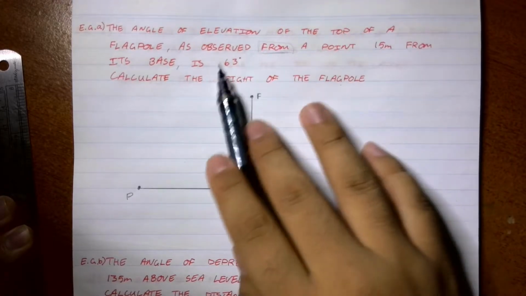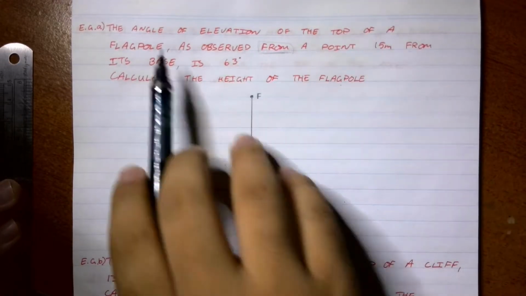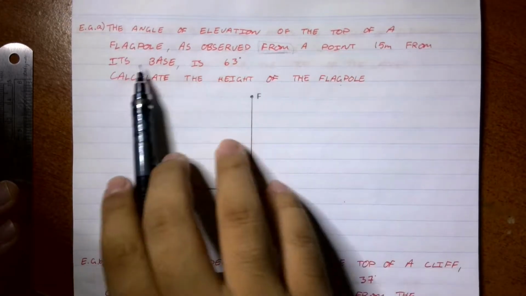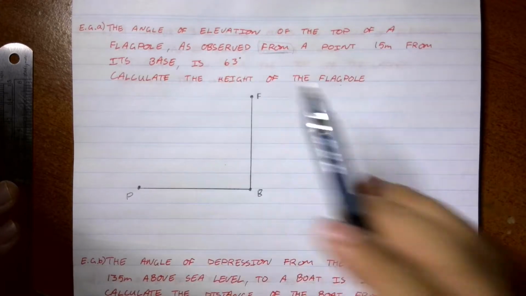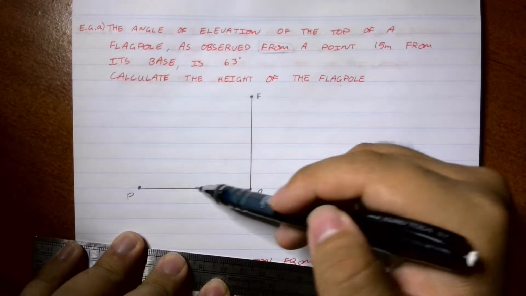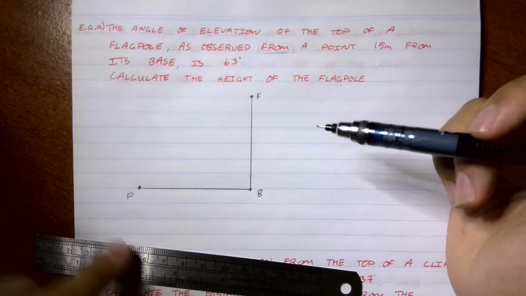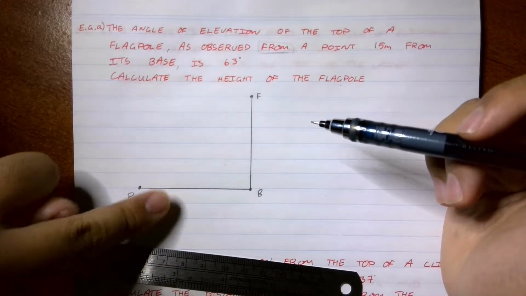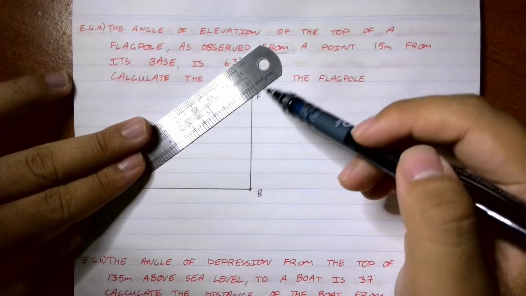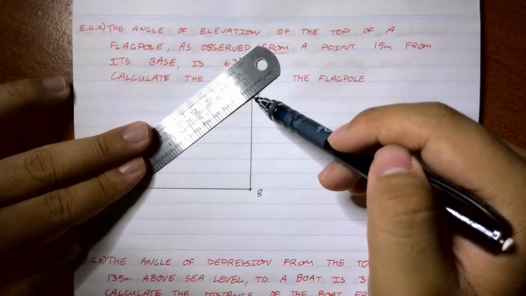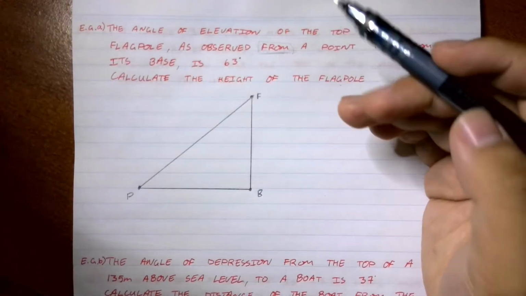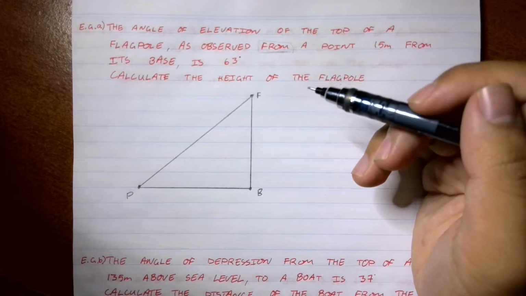And we have this angle here, 63 degrees. So we know from a point, the angle of elevation is 63 degrees of the top of the flagpole. So here's our horizontal line of sight. Someone's standing here, and they look upwards to the top of the flagpole, like so. And there we have a right angle triangle. What do you know?